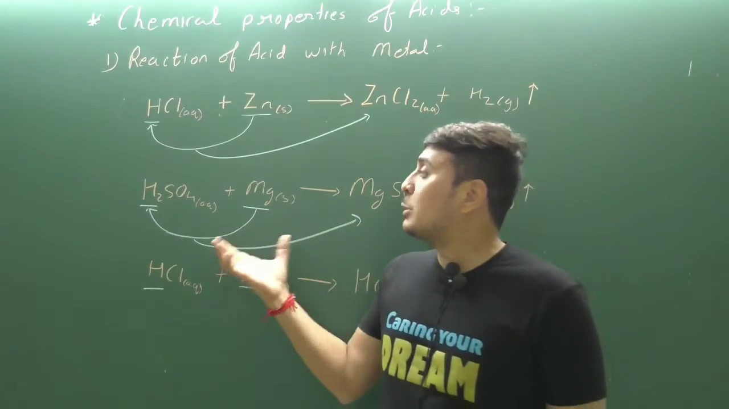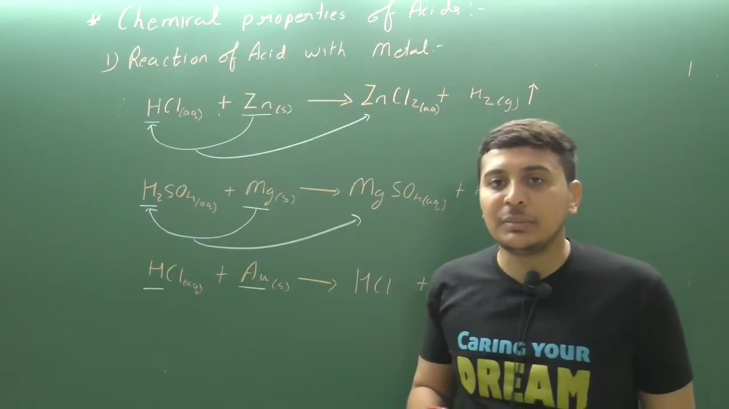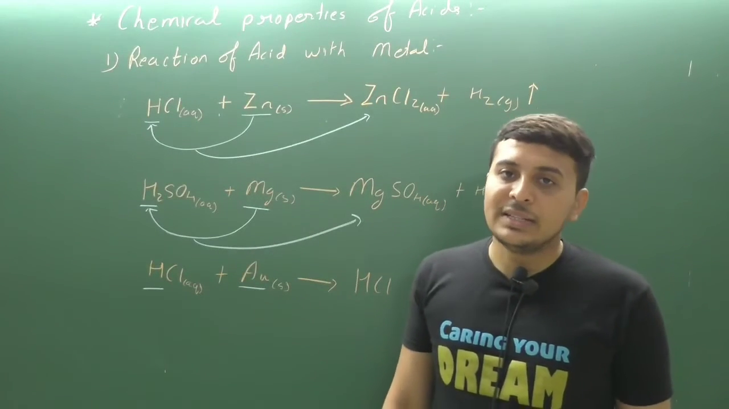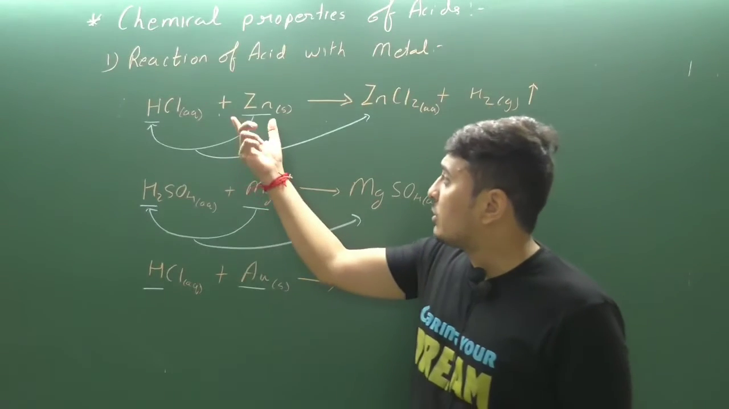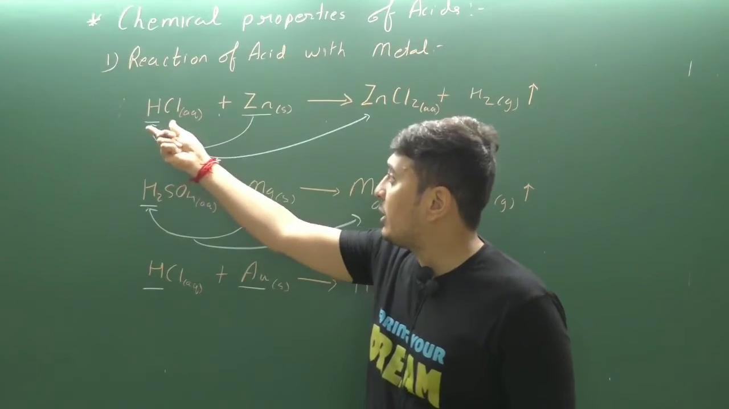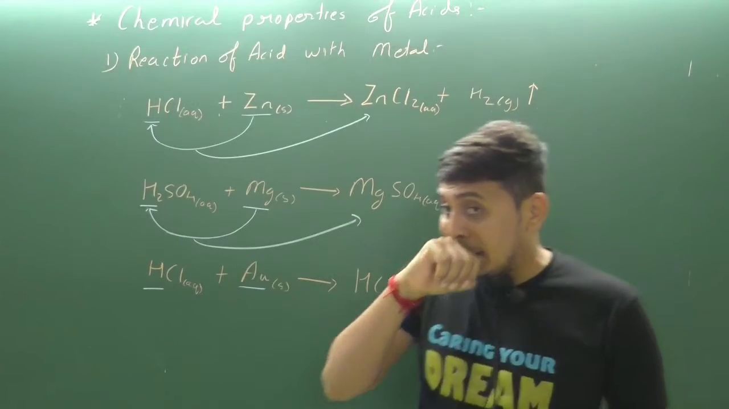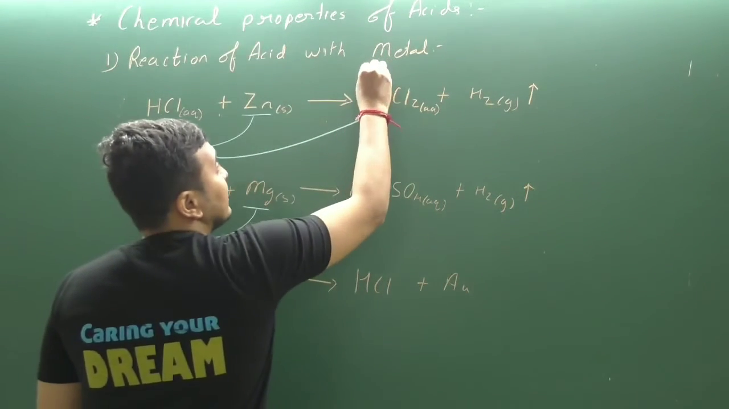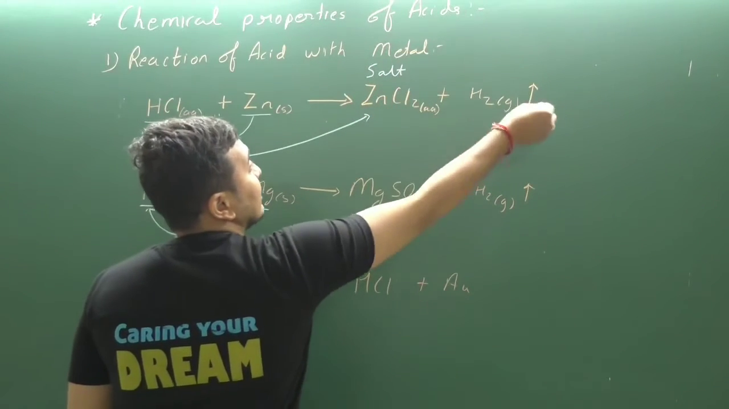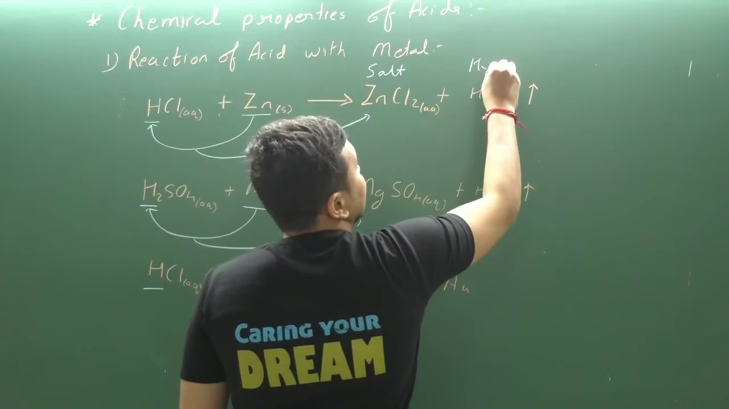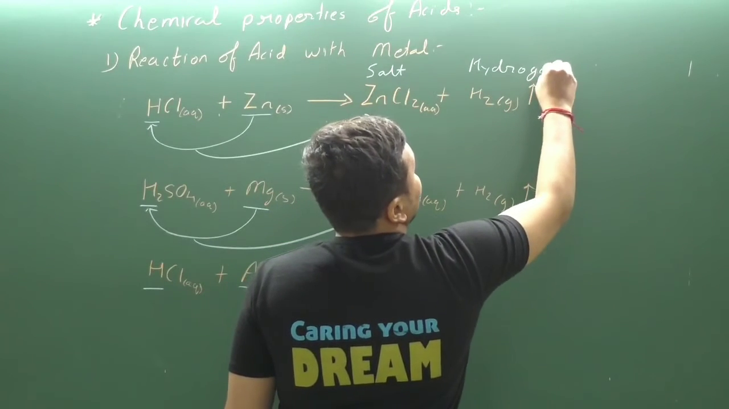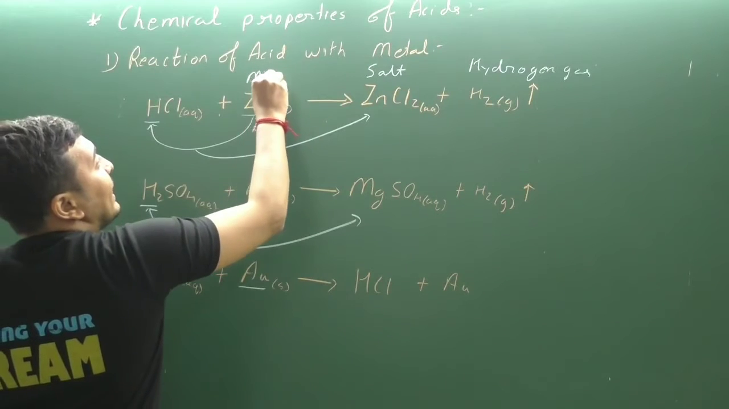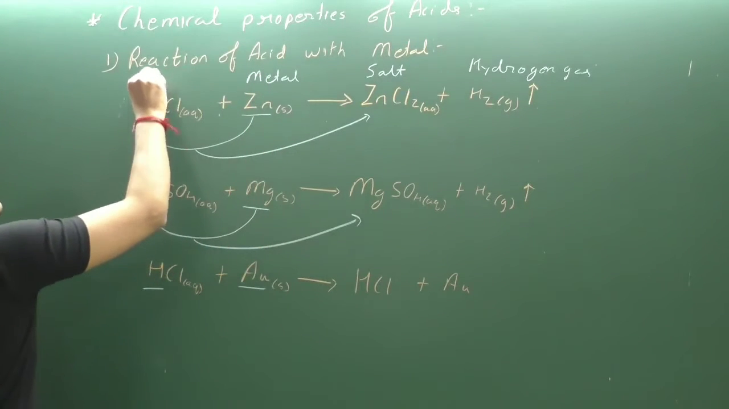These are simple displacement reactions that we have learnt in chapter number 1. Clear? So when metals are more reactive than hydrogen, they form metal chloride, and these metal chlorides are known as salts. This is a salt. This is hydrogen gas. Clear? Now it is a metal, and this is an acid.